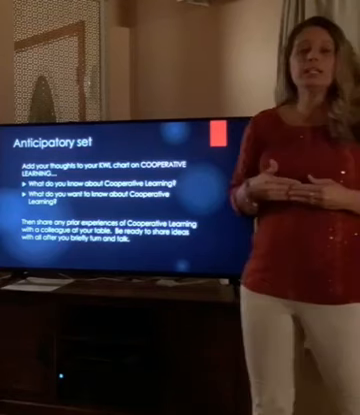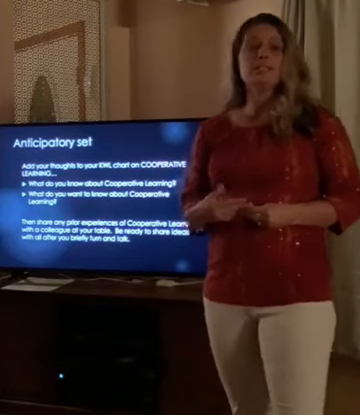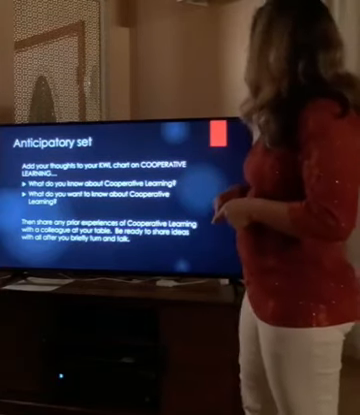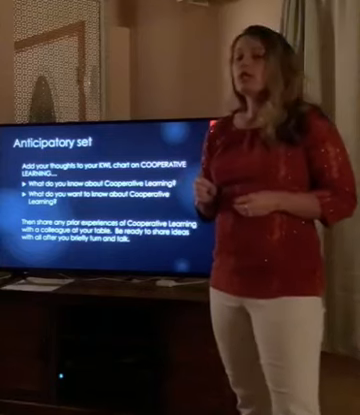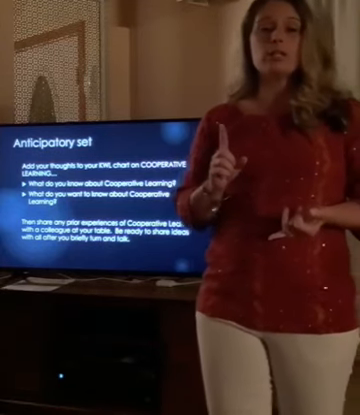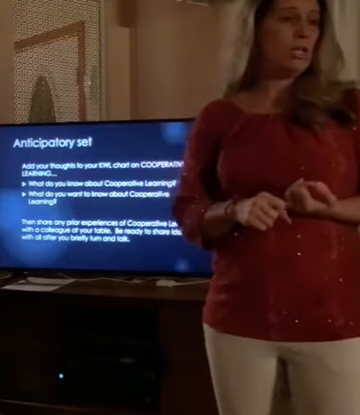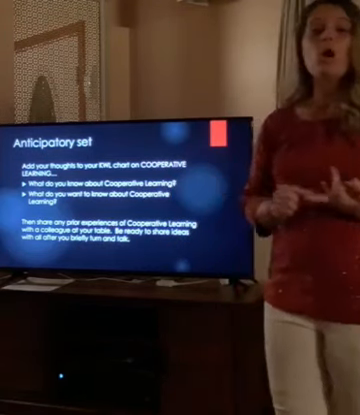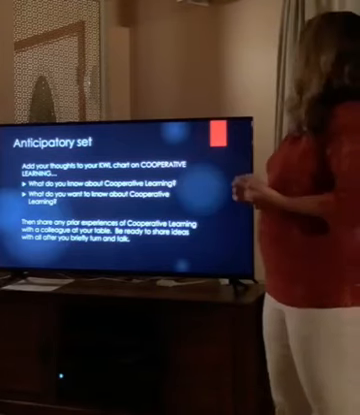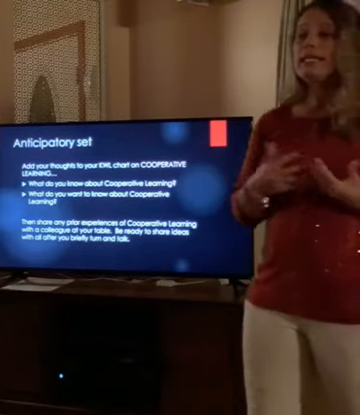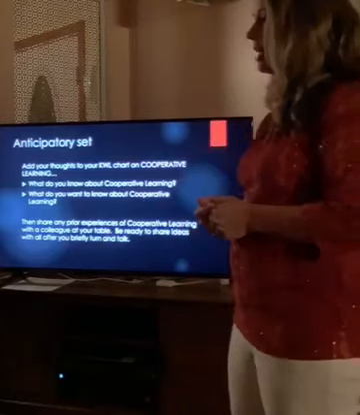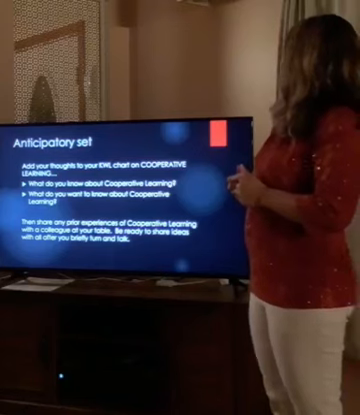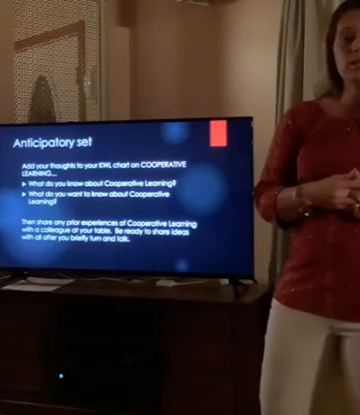Before we begin our experience, at your tables, you have a KWL chart, and I would like you to add your thoughts to the KWL chart. First, the K, what you know about cooperative learning, then the W, what you want to know about cooperative learning. Then you will share any prior experiences that you may have already had with cooperative learning. Be ready to share ideas.